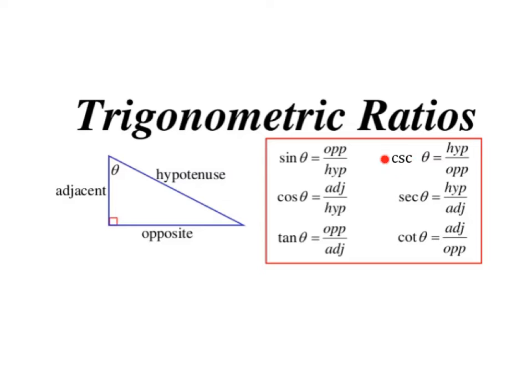And then cosecant is the reciprocal function of sine. So notice instead of opposite over hypotenuse, it's hypotenuse over opposite. Secant is the reciprocal function of cosine, so it's hypotenuse over adjacent. And cotangent is the reciprocal function of tangent, so adjacent over opposite.